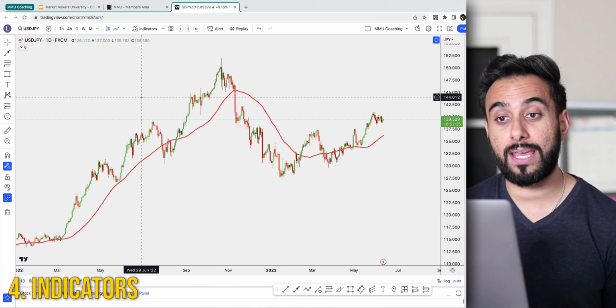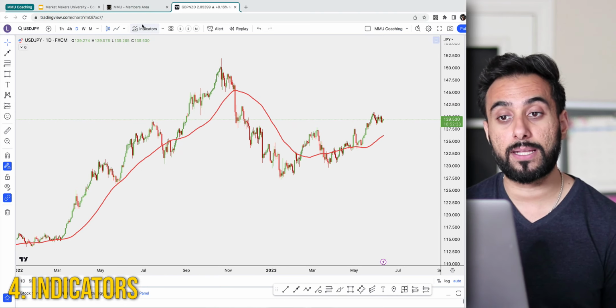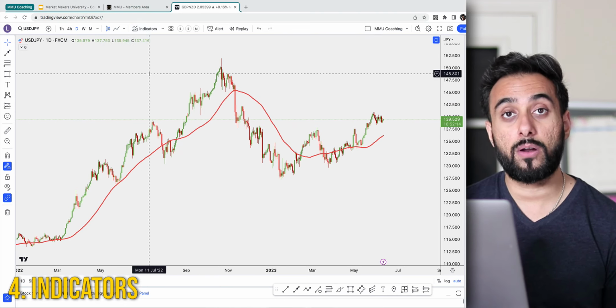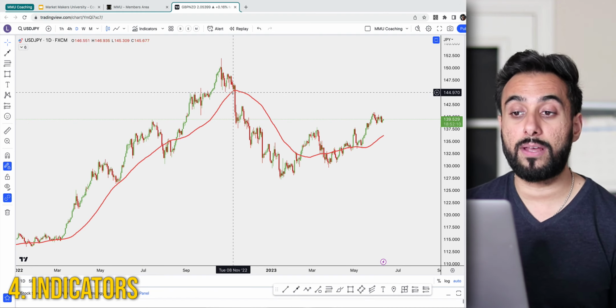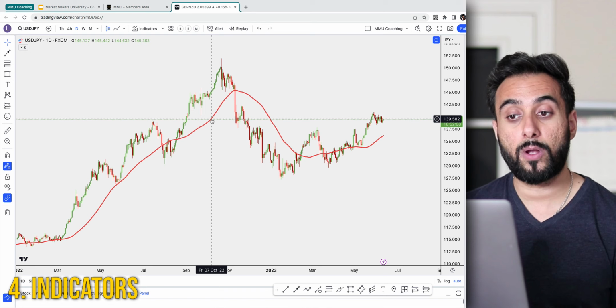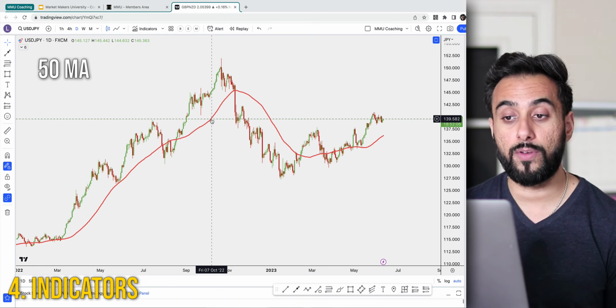Now, there are thousands upon thousands of indicators that you can find. You can go really deep in the rabbit hole of indicators. To access indicators on TradingView, you just simply click this little indicators button right over here, and there are thousands upon thousands of different indicators to play with. This one right here that I have selected is what we call the 50-period moving average.